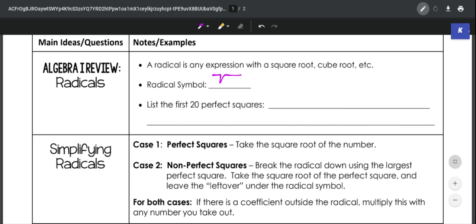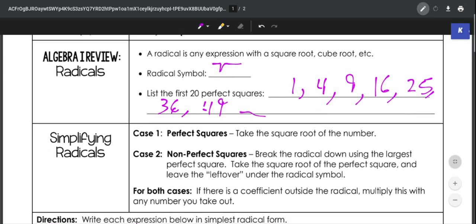If we were to list the first 20 perfect squares, I'm not going to list all of them. We've got 1, that's a perfect square. 4, square root of 4 is 2. 9, square root of 9 is 3. We've got 16, square root of that is 4. 25, square root of that is 5. 36, square root of that is 6. And 49, square root of that is 7, and so on.